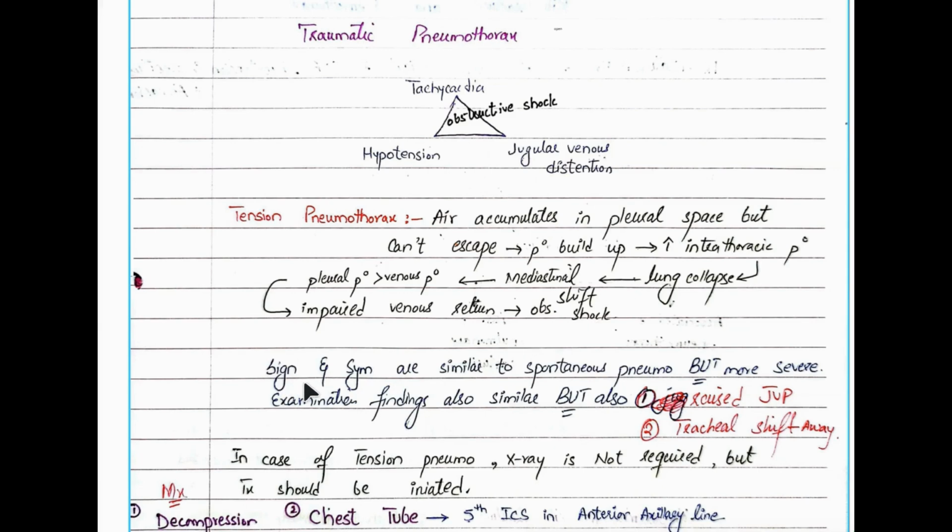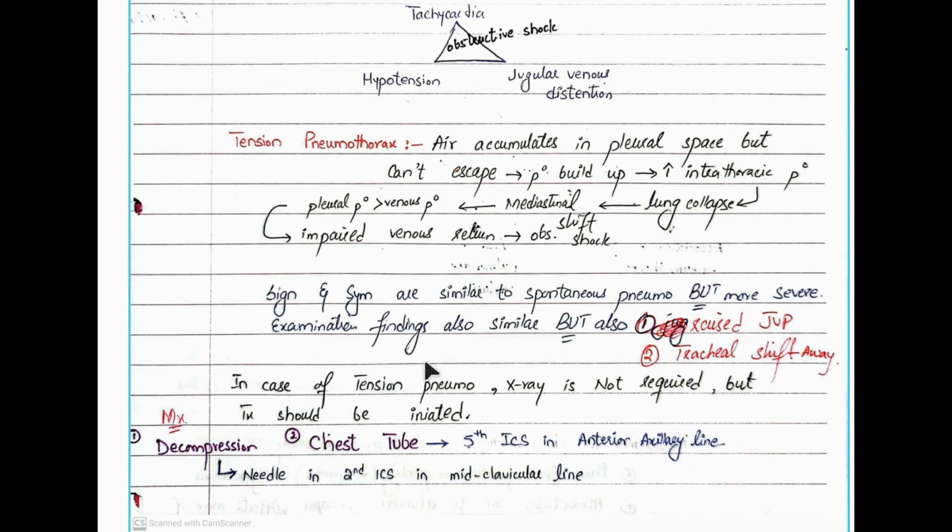Signs and symptoms are going to be similar to the spontaneous pneumothorax, but they are more severe and they require more rapid management. Examination findings are also similar, but in addition, there will be raised JVP, tracheal shift away, and hemodynamic instability. In case of the tension pneumothorax, X-ray is not required.